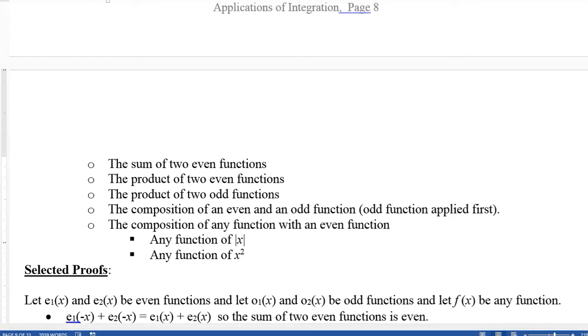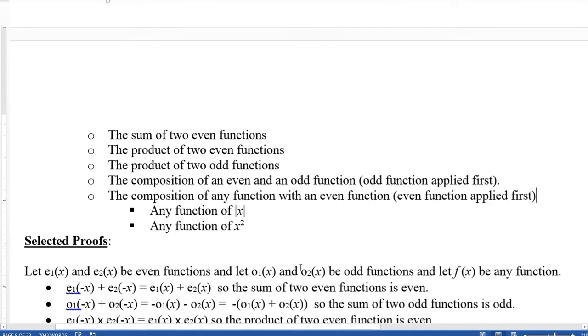And the composition of any function with an even function, with the even function applied first, is going to be an even function. For example, any function of absolute value or any function of x squared would be an even function.